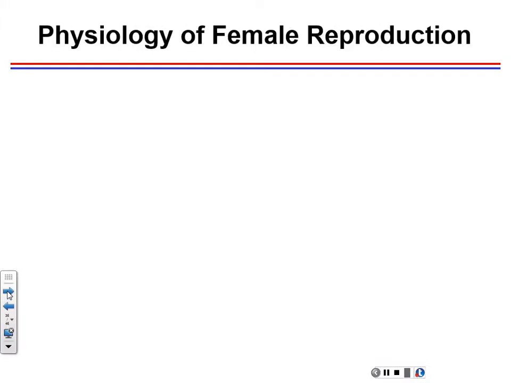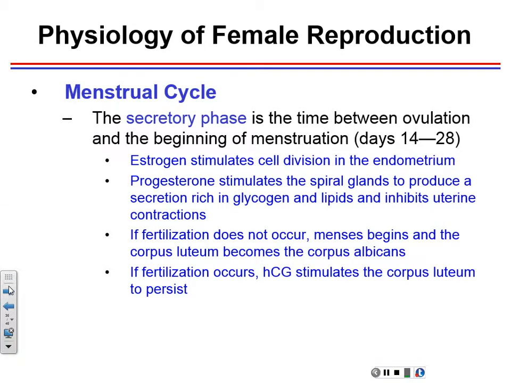Just know the hormones that are involved and the effects they're causing for each of these stages. And then, of course, the secretory phase is the last part. We've been forming all those glands. Estrogen is causing the endometrium to thicken. Progesterone is going to stimulate those spiral glands to secrete glycogen and lipids. And then it's also going to inhibit uterine contractions. Why? Because you don't want them to contract yet. Otherwise, you have a premature, spontaneous abortion.